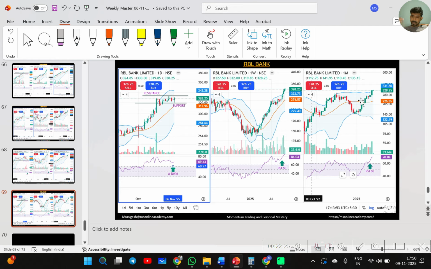Alongside, we are tracking some other stocks like NCX, LTF. Okay, those also we need to track properly. Okay, I hope you understand this particular process.